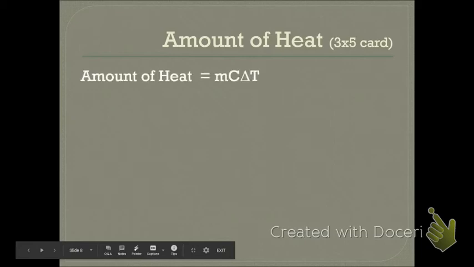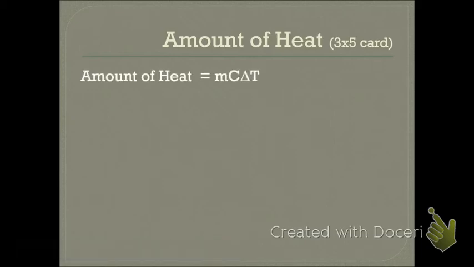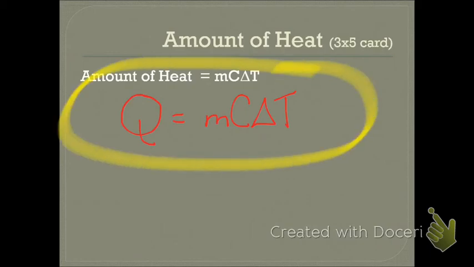All right, so back to amount of heat. When we talk about the amount of heat of something, we're talking about MC delta T. This is the equation. Amount of heat is also known as Q. So Q is equal to MC delta T. Before I go on, make sure you write that down. That is the formula for the amount of heat. And then let's see what all of this MC delta T means.